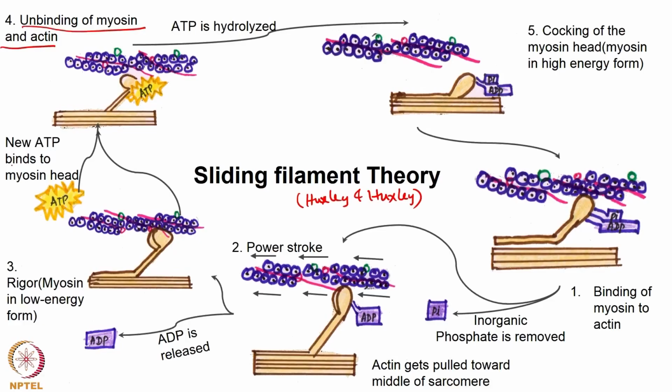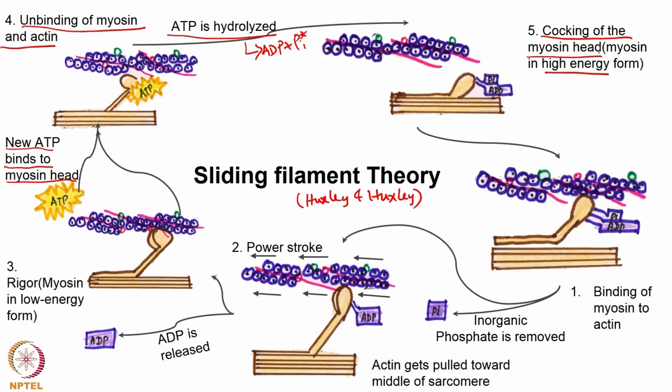Whenever ATP binds to the myosin head, basically myosin and actin are unbound, basically they are disconnected when ATP binds to the myosin head, right. Then ATP is hydrolyzed into ADP plus phosphate, Pi. Now, this takes myosin to a high energy form. This situation is also called the cocking of the myosin head. It is ready for the next action, the next cycle of action.